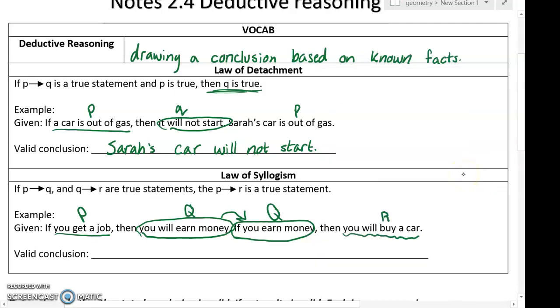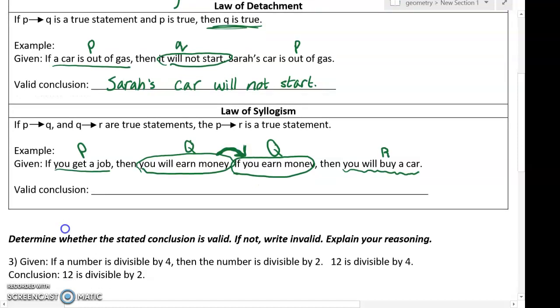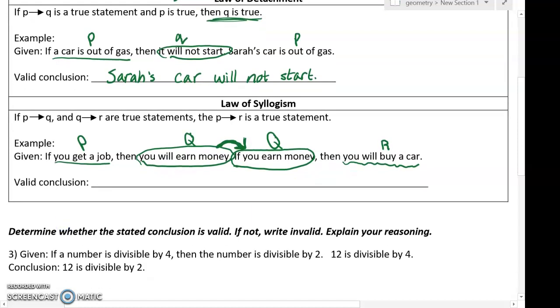So now we can say if P, then R is true because we have this Q repeating here. So this Q has to be the next if. So our valid conclusion here would be our if P, then R. So if P was you get a job, so if you get a job, then R, you will buy a car.